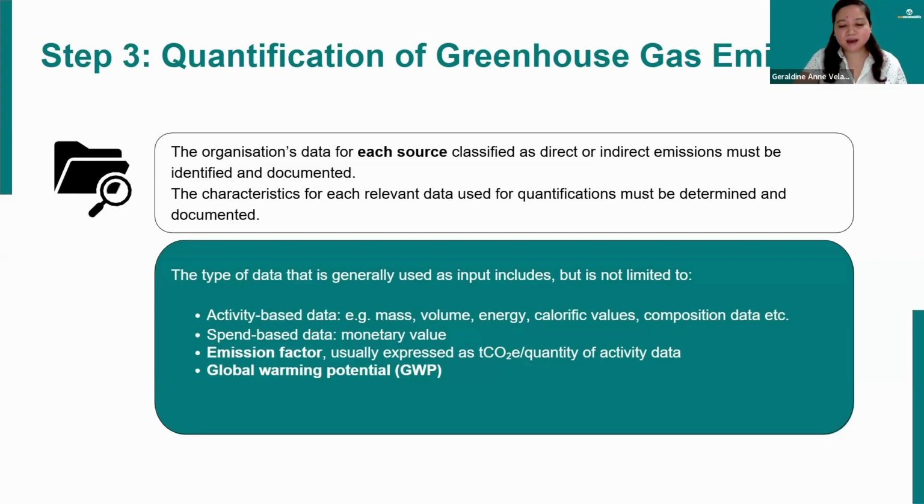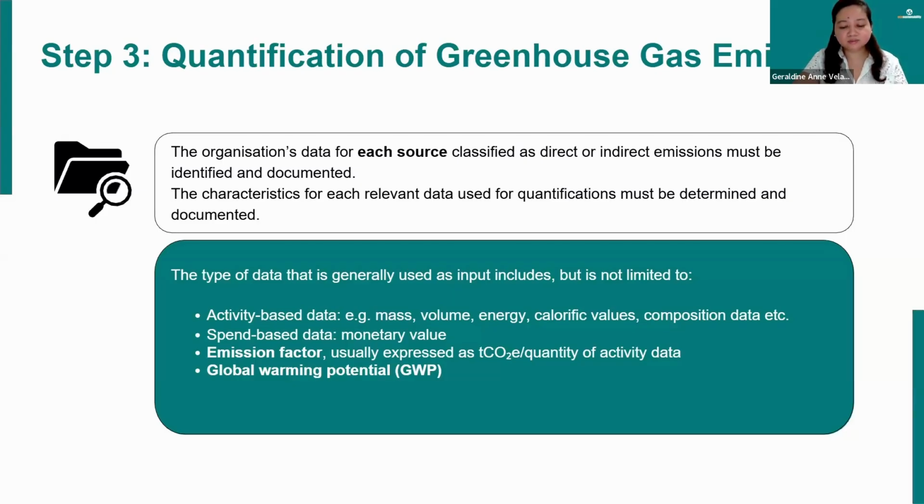Examples are mass, kilograms of waste, volume, liters of petrol, energy use, kilowatt hour of electricity, fuel properties, calorific values, fuel composition, distance, kilometers traveled. This method is the most accurate because it relies on actual physical quantities.